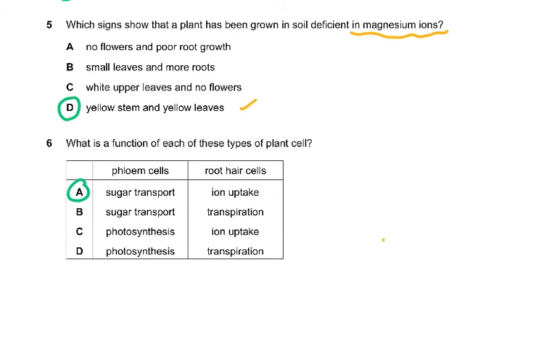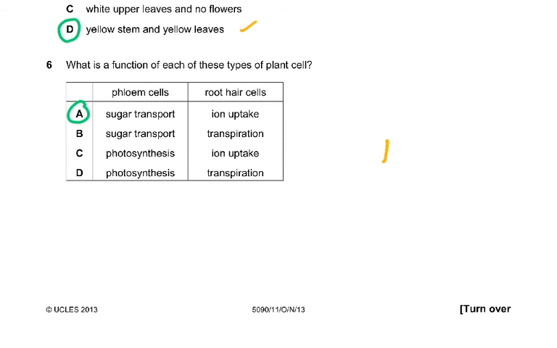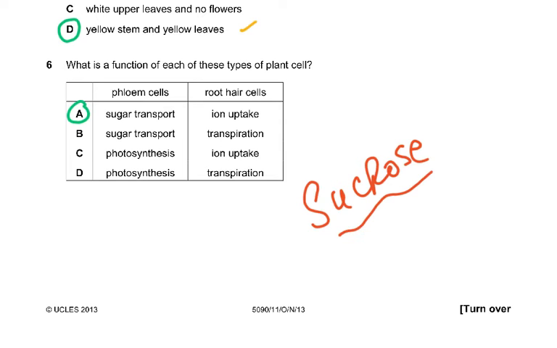Then question 6, what is the function of each of these types of plant cells? So phloem cells and root hair cells. Phloem transports sugars. I mean, sugar is in a way a wrong word. Phloem transports sucrose. So sucrose is transported by the phloem, but they've allowed you to use sugar, though you won't be able to use this in A levels. And then root hair cells are for what? Root hair cells are for ion uptake, and the phloem is for sugar transport.